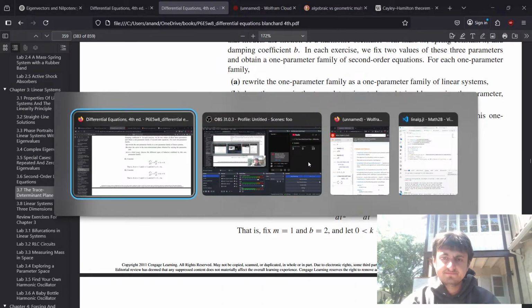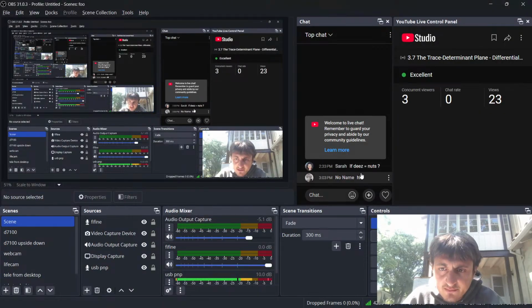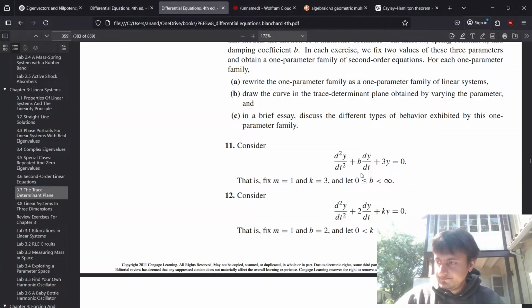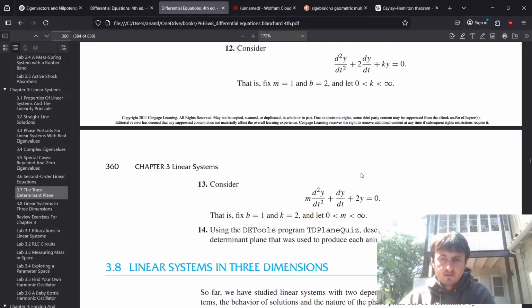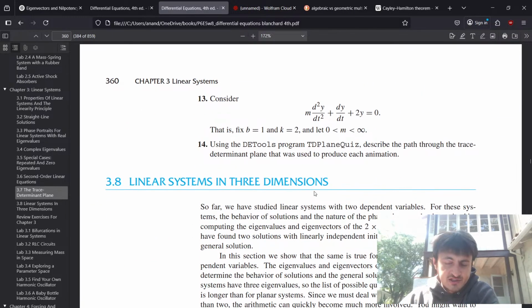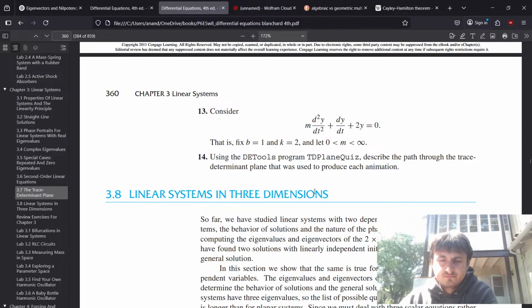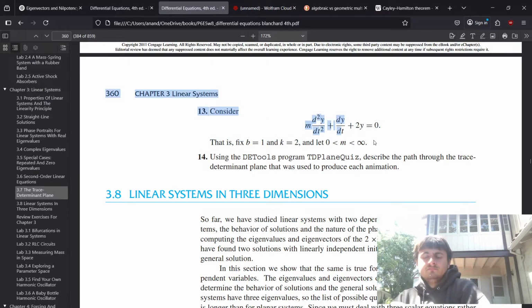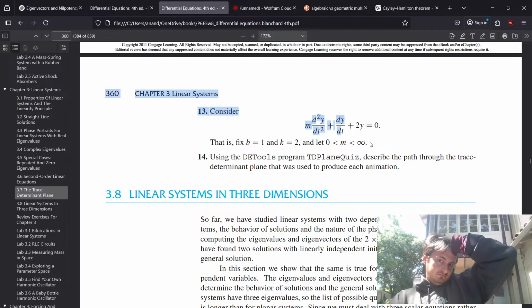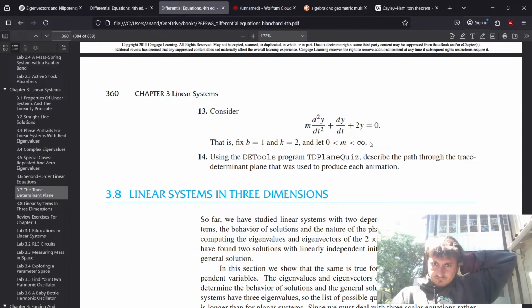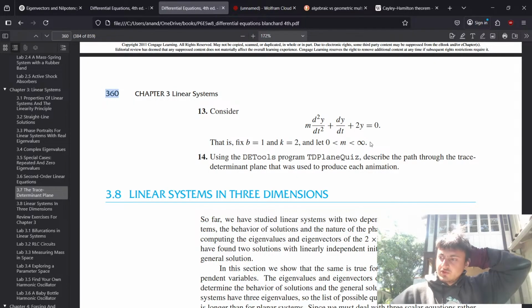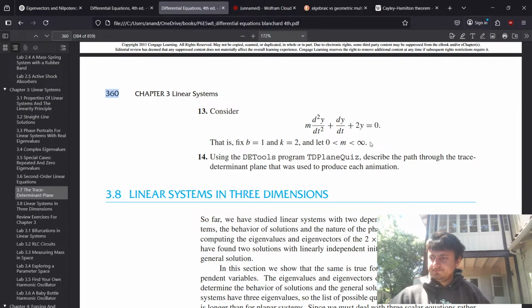All right, we can do 11. Hey, what's up, no name? 13. Oh, that's it. Oh, this is a short section. All right, we'll do 13. All right, so we got a lot of work to do.